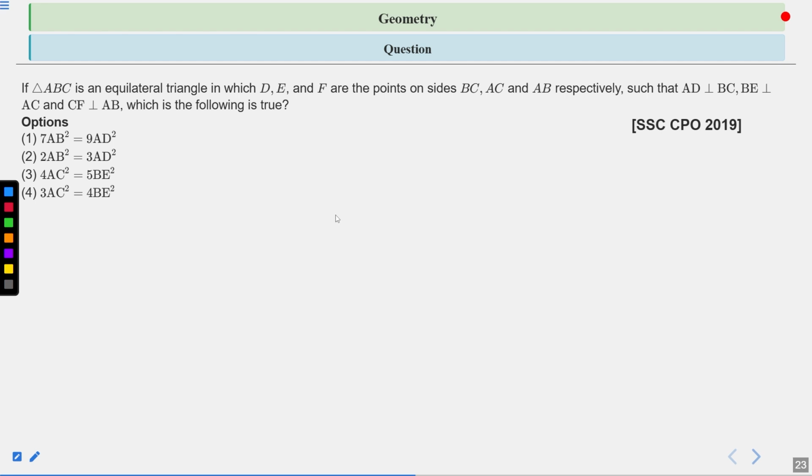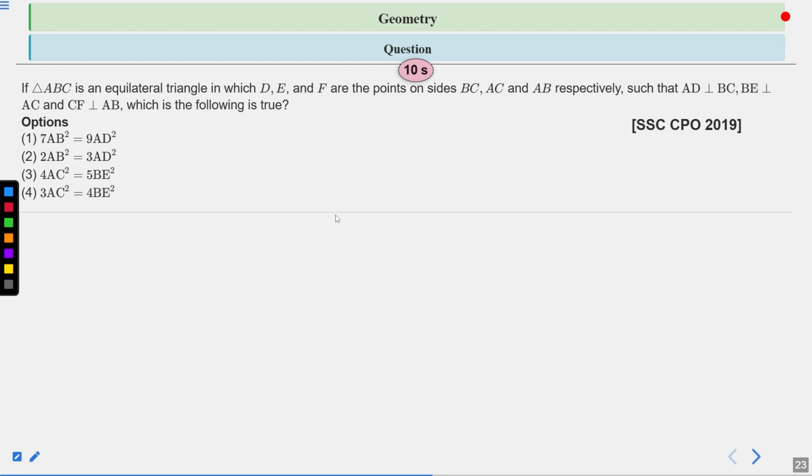So there are four options. First one is 7AB square equals 9AD square. Second is 2AB square equals 3AD square. Third one is 4AC square equals 5BE square. And fourth one is 3AC square equals 4BE square.